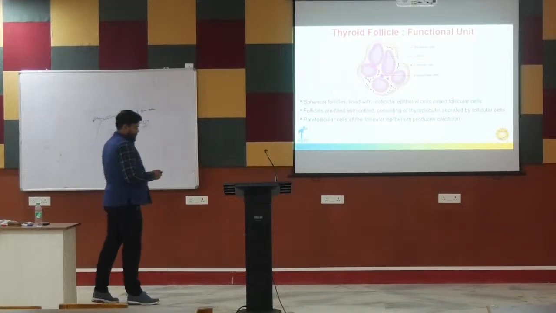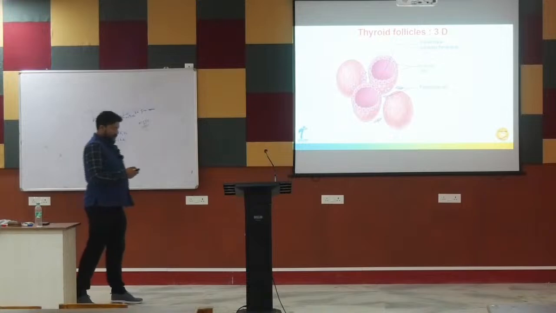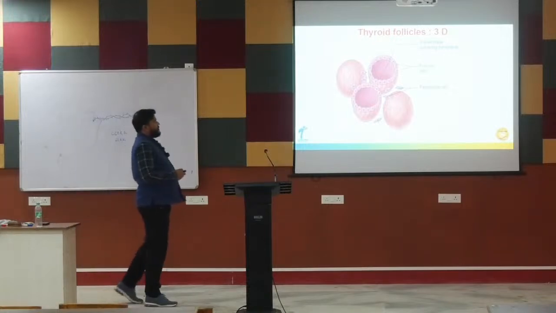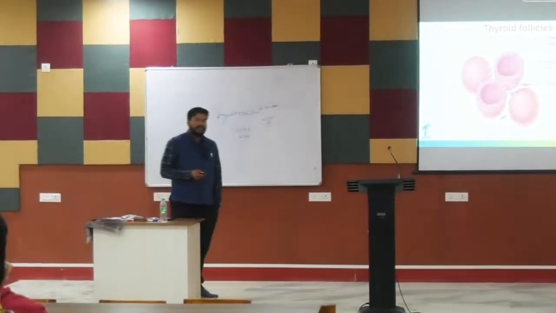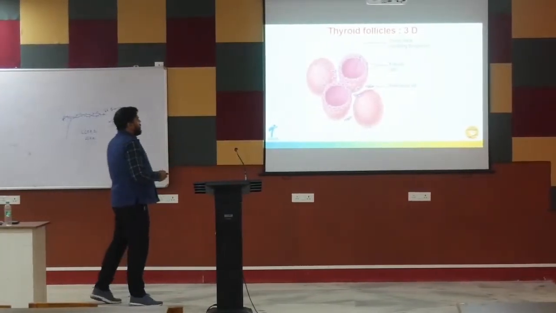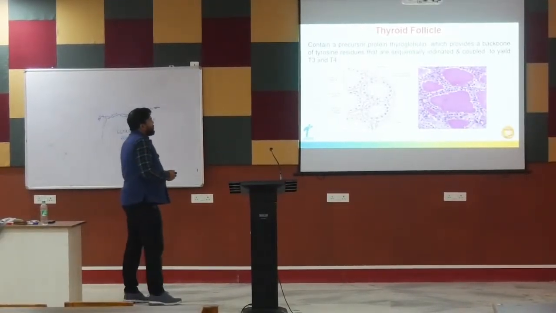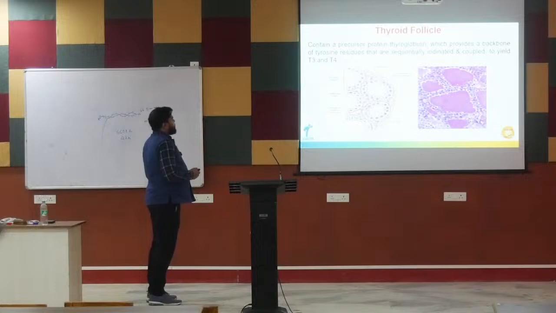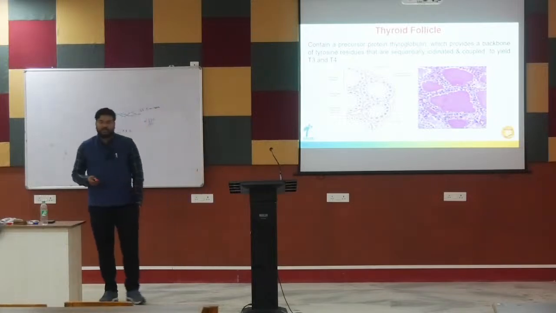So this is a 3D structure of thyroid follicles. They are not one-dimensional or two-dimensional. They are three-dimensional structures, balloon-like structures. So thyroid follicles contain a precursor protein, thyroglobulin, which provides a backbone of tyrosine residues that are sequentially iodinated and coupled to yield formation of thyroid hormones. Okay.